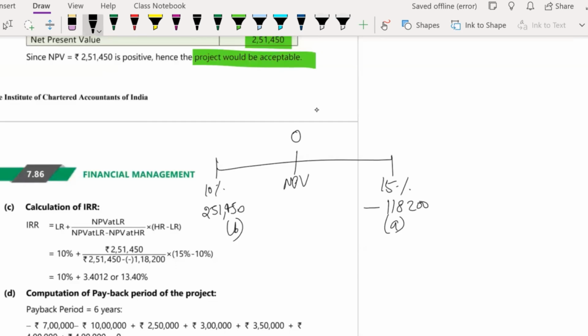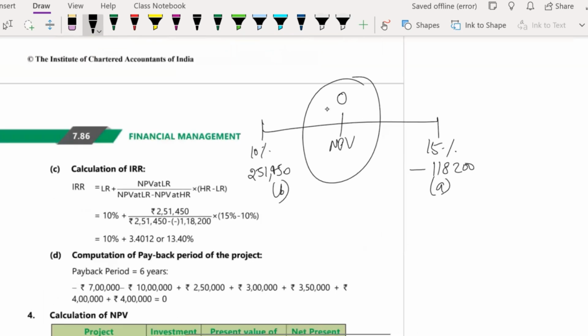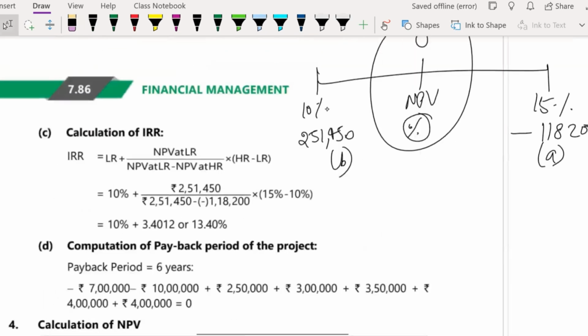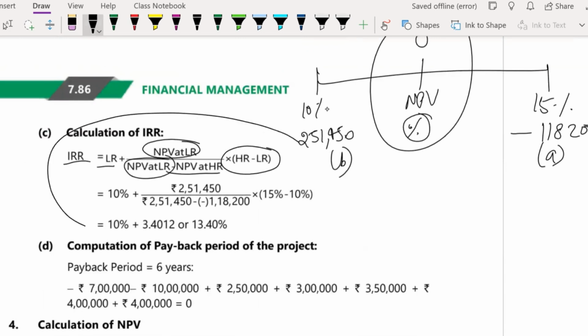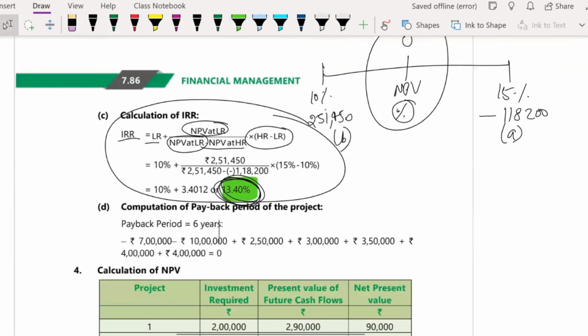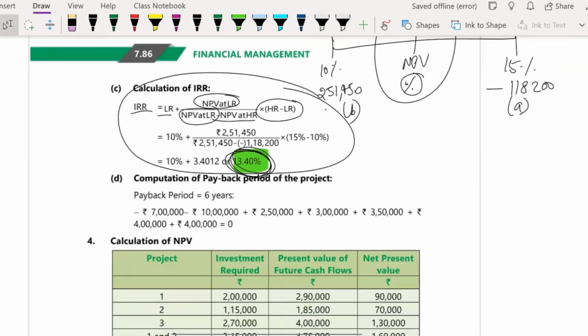Now we have to find out the IRR, or percentage where NPV is 0. So how do you find out? IRR equal to lower rate plus NPV at lower rate divided by NPV at lower rate minus NPV at higher rate, into higher rate minus lower rate. If you do this calculation, you will get your IRR as 13.40%. I hope you understood the calculation of IRR also.